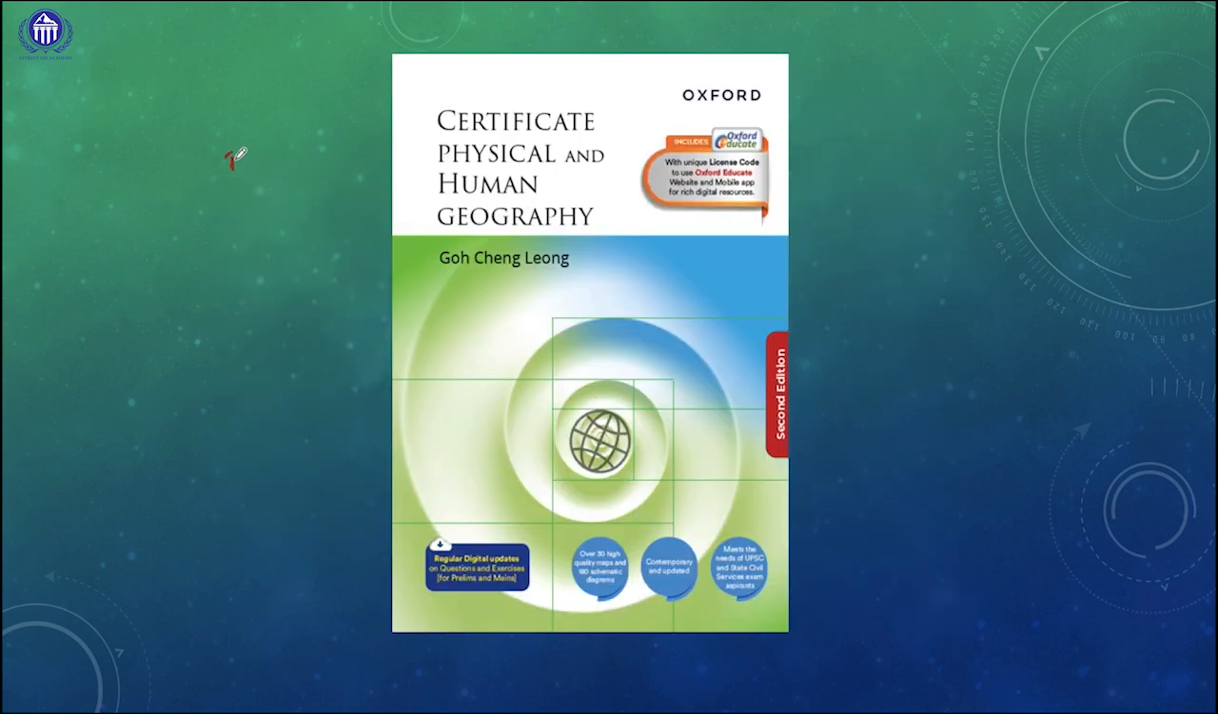So what are the textbooks you need to read, students? Here what I will suggest is you need to read Certificate Physical and Human Geography. Especially in this book, you can give maximum attention to the climate regions of the world, starting from equatorial to polar climate, that is Arctic and Antarctic climate. Up to that, you can cover only the climatic regions. That is the second half of the book.